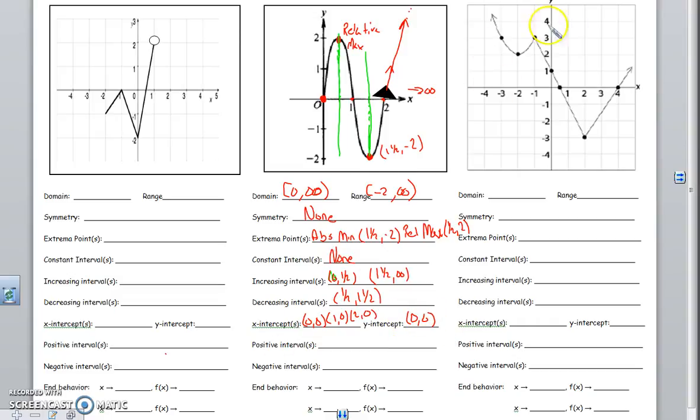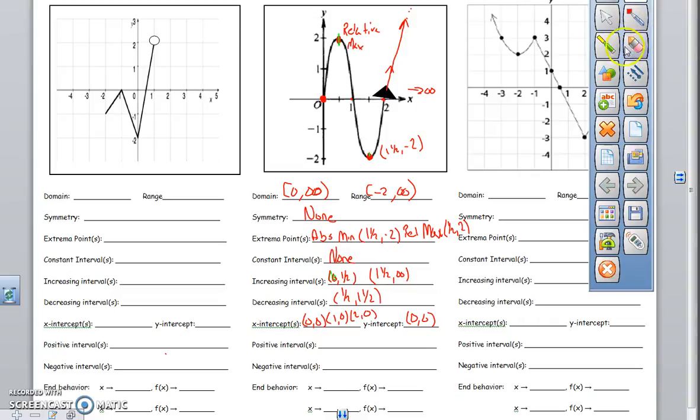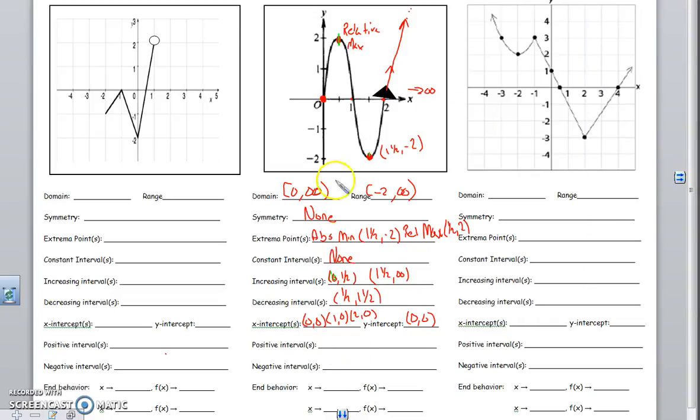Now, positive intervals. Here's the thing with those. I'm going to get rid of these green lines here. This is when your graph is either above the x-axis or below, when the y values are positive or negative. Well, if you went in and saw this part of the graph is positive. So from 0 to 1, it's positive.